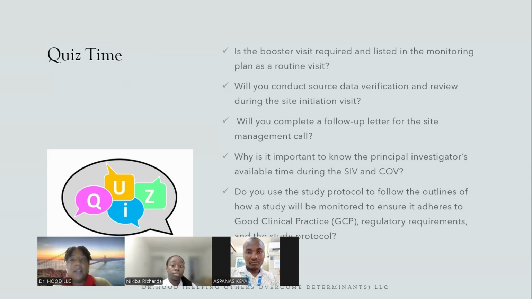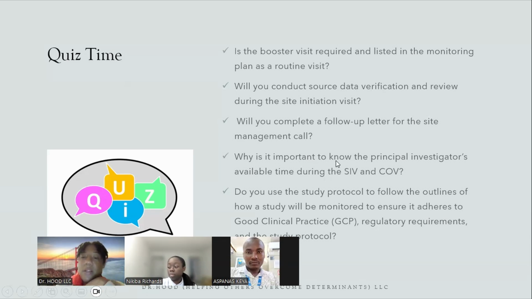But typically the system that you report your phone calls in, the CTMS, it has a checklist, and once you respond to those checklist questions, it populates a report. But it's not a follow up letter or something that you have to necessarily send to the site.